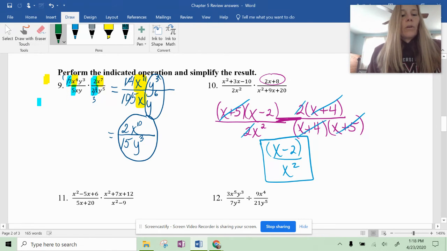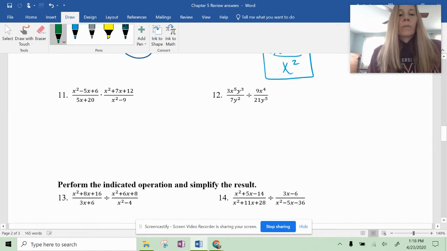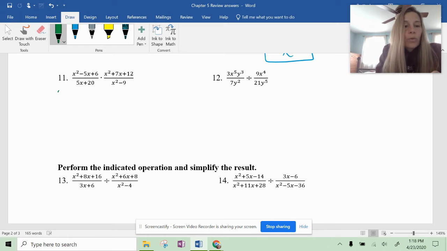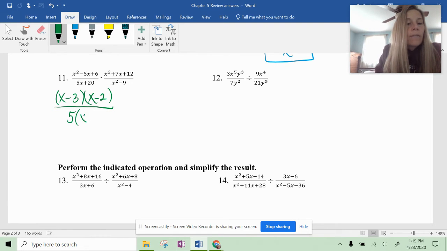All right, so moving on to number 11. It's another multiplication problem. Same idea though, we want to do the factoring and then see what cancels. So in my numerator on the left here, x and x, the two numbers that multiply to get 6 and add to get 5 are 3 and 2, and because it's a negative 5, they're both going to be negative. On the bottom, I can take out a GCF of 5.